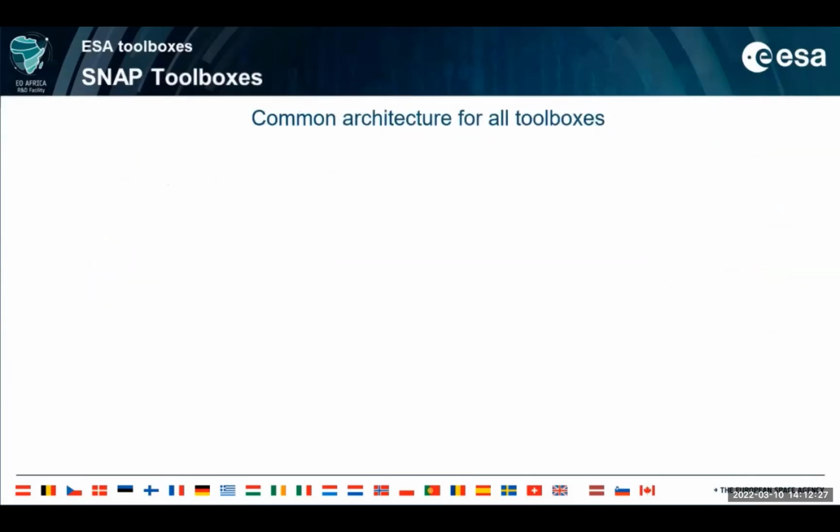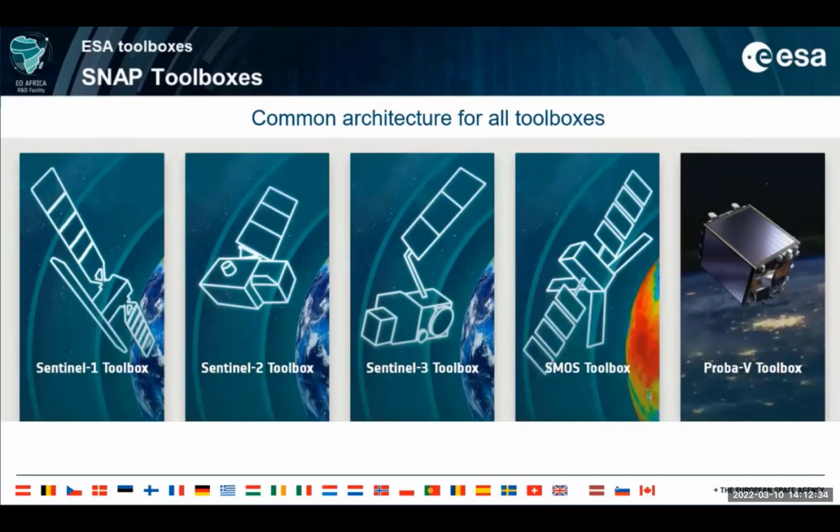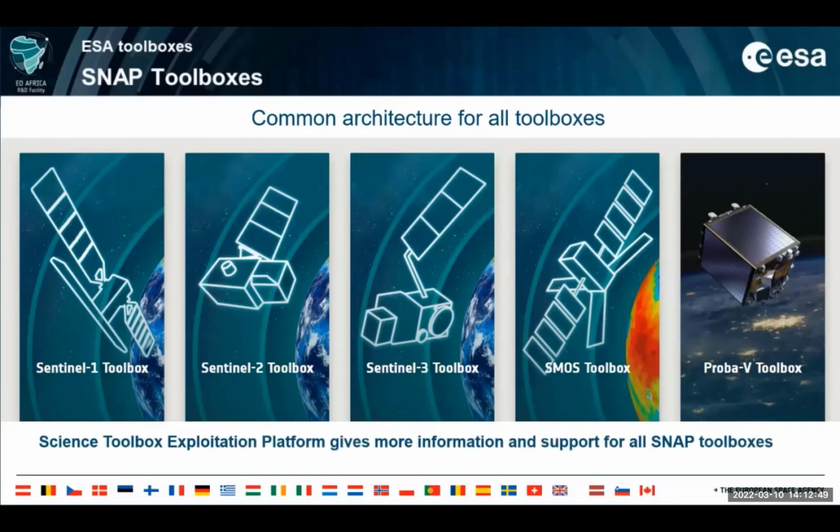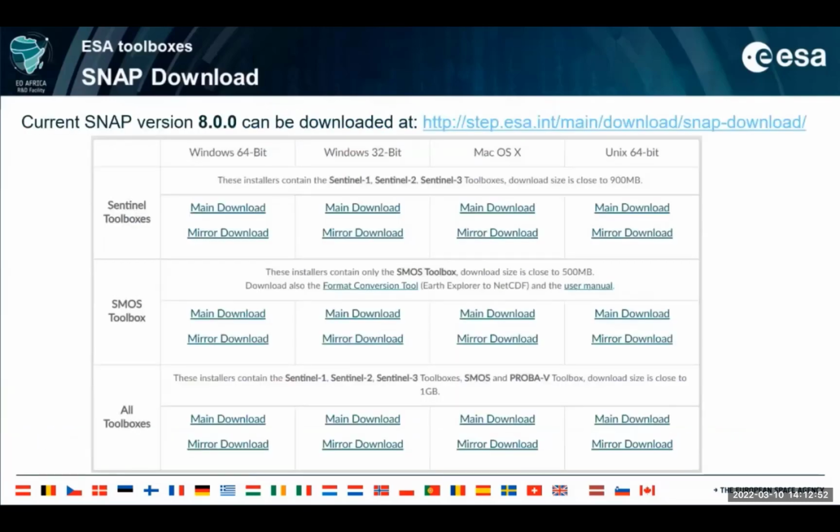SNAP provides a common architecture and basic tools to support not only specific products from Sentinel missions, but also third-party missions. Optional toolboxes and plugins enable processing of such products. So apart from Sentinel-1, 2, and 3 toolboxes, we have also SMOS toolbox and Proba-V toolbox, which can be implemented into SNAP software. The main tool, as well as all other toolboxes incorporated to SNAP, can be downloaded from Science Toolbox Exploitation Platform website. The current version of SNAP is 8.0.